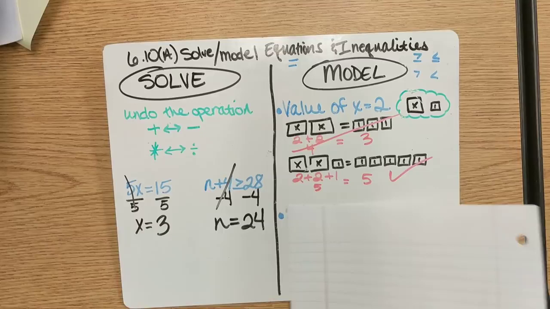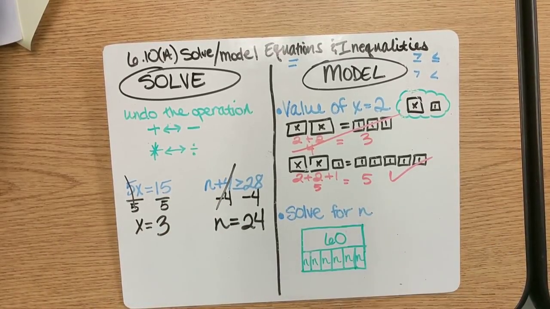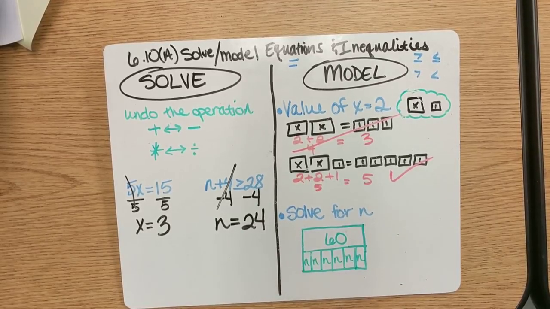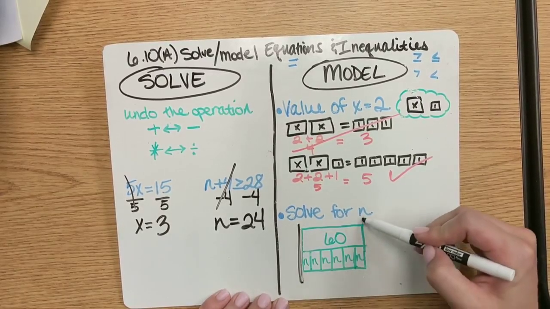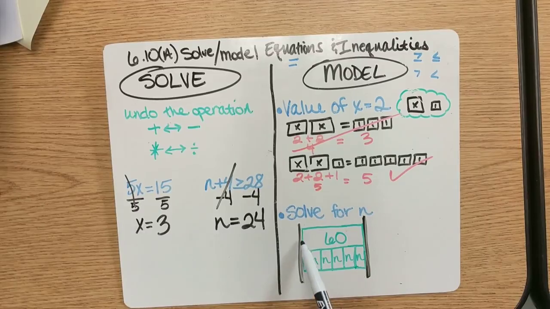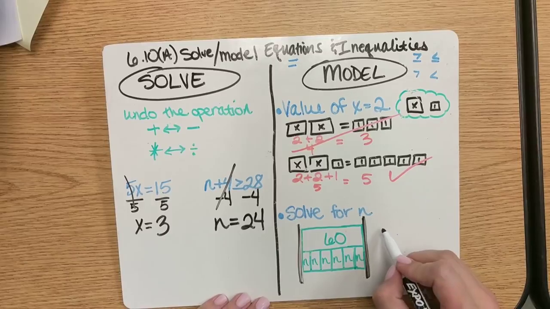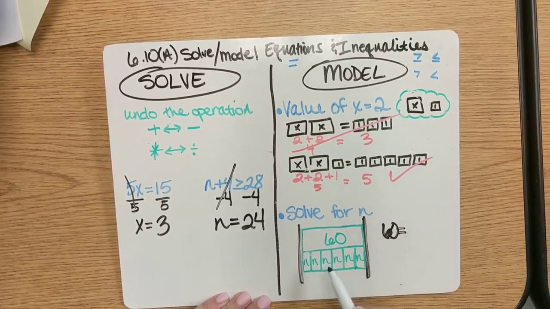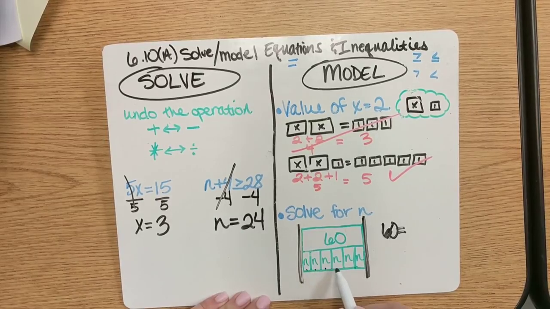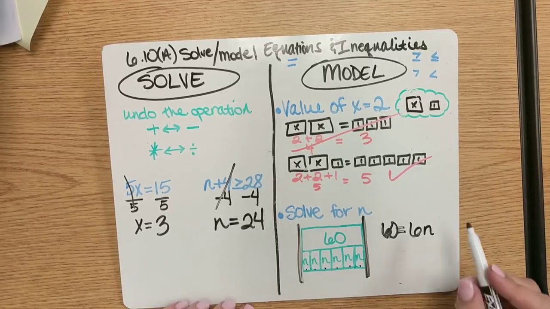Now the other way would be if they give you the model and we want to know what the value is of the variable. So in this model, a good thing to remember for these models is that this shows you they're all equal. So this bar is equal to that bar. So I've got 60, can't forget the 0, is equal to how many n's do I have? 1, 2, 3, 4, 5, 6. 60 is equal to 6 n's.